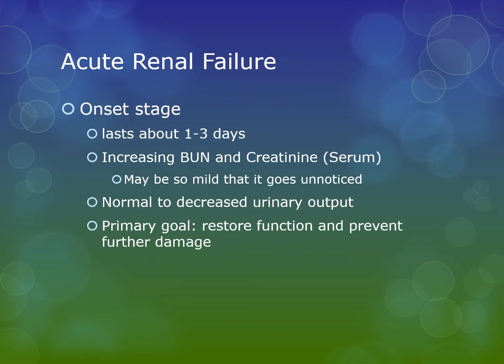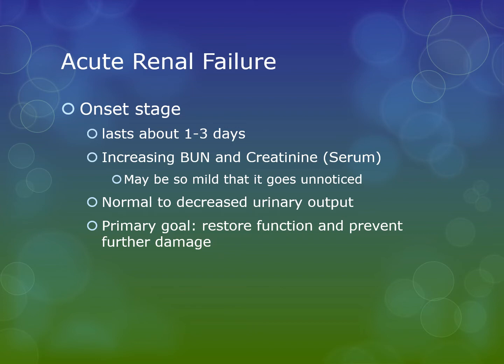So we'll talk acute renal failure first. It has 4 stages: onset, oliguric stage, diuretic stage, and recovery. The thing about onset is we rarely ever find it when they're in it. We look back when they're in the oliguric stage and go, oh, there's where that started, because none of these symptoms are definitive enough. It only lasts 1 to 3 days.